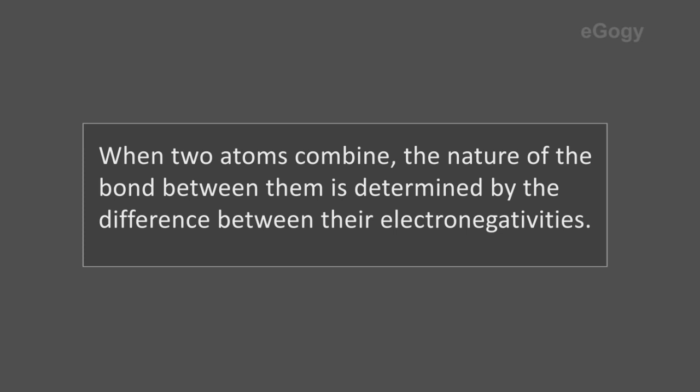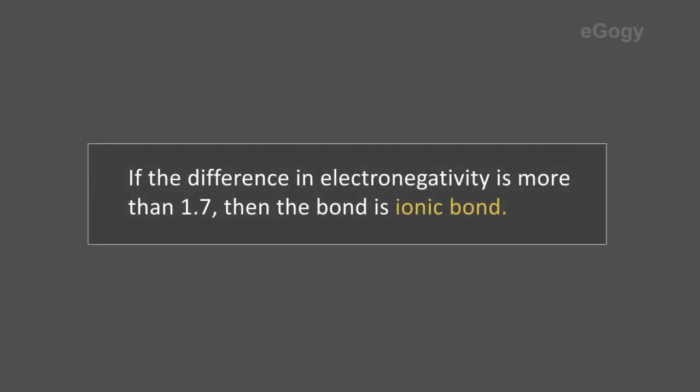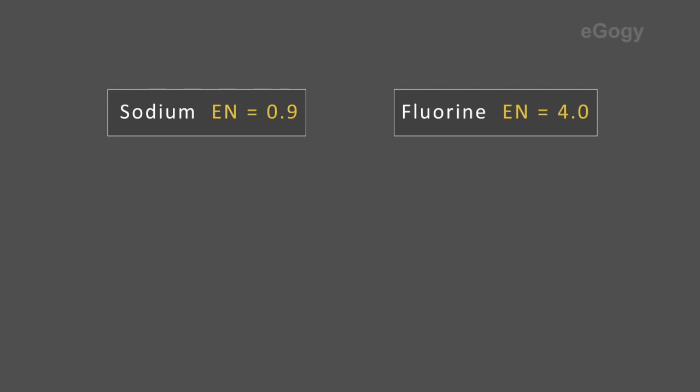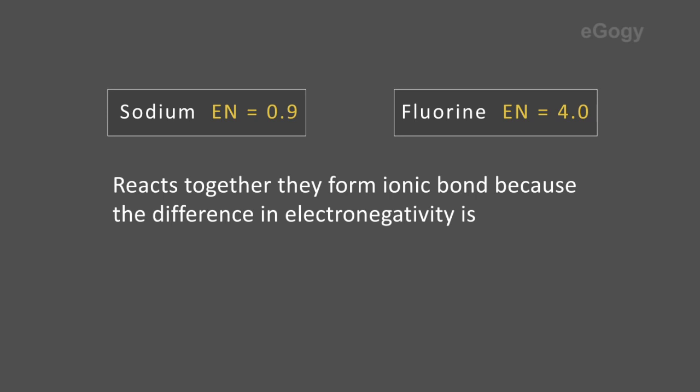When two atoms combine, the nature of the bond between them is determined by the difference between their electronegativities. If the difference in electronegativity is more than 1.7, then the bond is ionic bond. Example, when sodium, electronegativity equals 0.9, and fluorine, electronegativity equals 4.0, react together, they form ionic bond because the difference in electronegativity is 4.0 minus 0.9 equals 3.1.